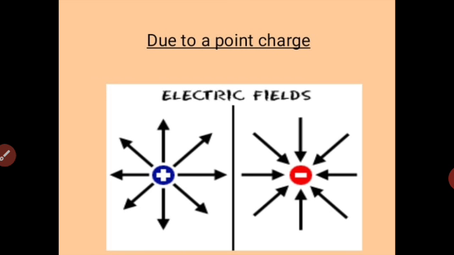For a point charge, a single isolated charge, say a positive charge, the field lines are all radiated outwards. For an isolated negative charge, the field lines are all directed radially inwards. Now let us analyze this on the basis of the definition.